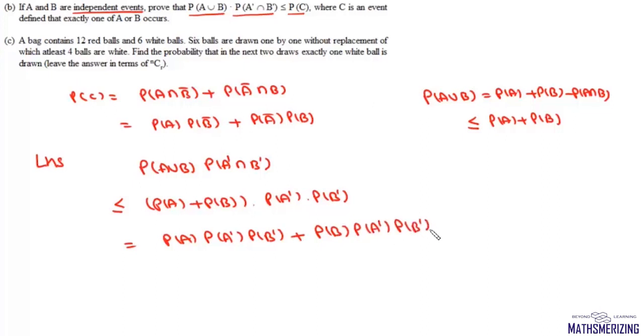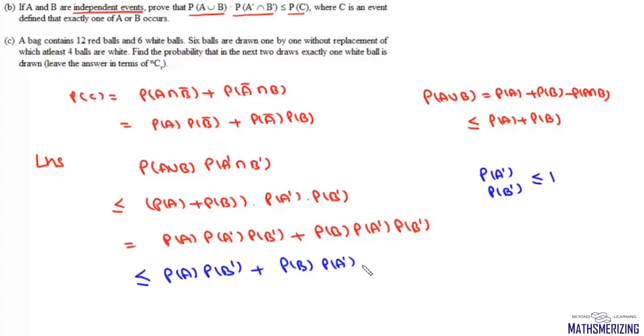Now clearly PA naught and PB naught are less than or equal to 1, and if they are less than or equal to 1, that means this is less than or equal to PA into PB naught plus PB into PA naught, which is nothing but PC. So we have proved that probability of A union B into probability of A naught intersection B naught will always be less than or equal to probability of C if A and B are independent and C is an event defined that exactly one of A or B occurs.